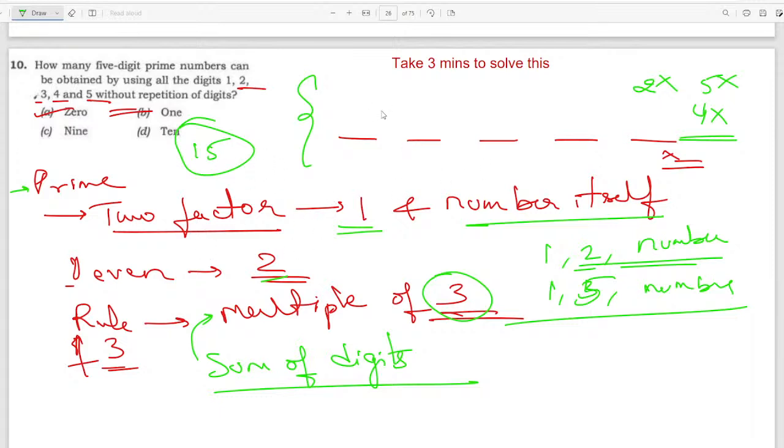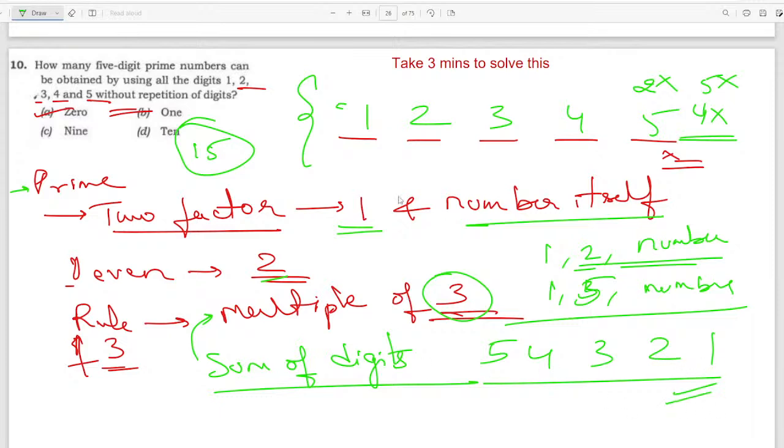For example, 12345 and 54321. Both these numbers are divisible by 3 because the sum of the digits, 1 plus 2 plus 3 is 6, plus 4 is 10, plus 5 is 15. And 5 plus 4 is 9, 9 plus 3 is 12, 12 plus 2 is 14, 14 plus 1 is 15. So in both cases the sum is always 15, in any combination, and the whole number will always be a multiple of 3.